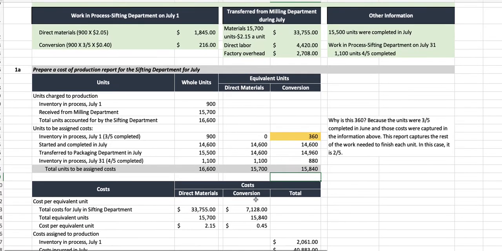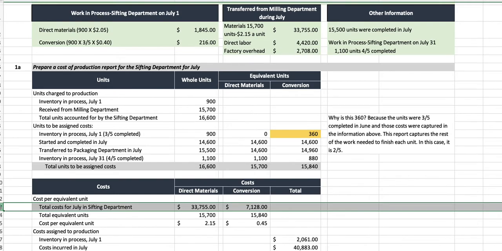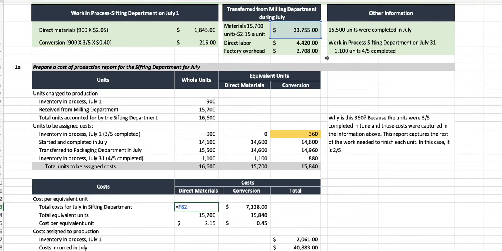Now let's go to the next section. This is where we're going to calculate the costs per equivalent unit. So again, we want to start at the very beginning. The total cost for July for the sifting department was $33,755. Where did I get that information from? I actually got it from up here. It was given to us. Our conversion costs, again, it was given to us up here. Direct labor and factory overhead, we know that those are the two costs that we use for conversion.